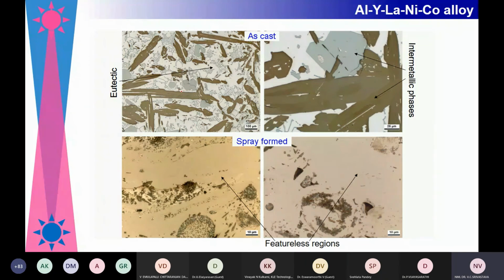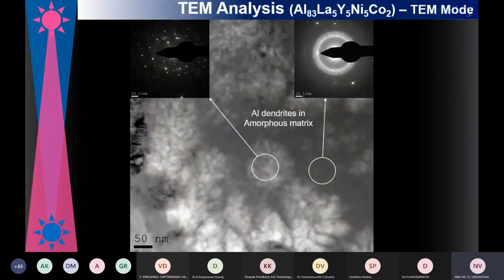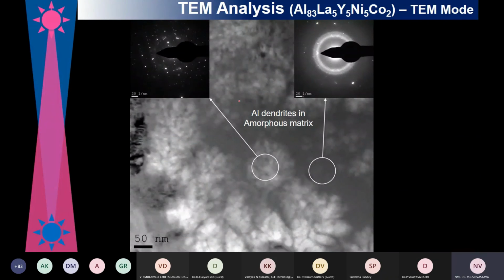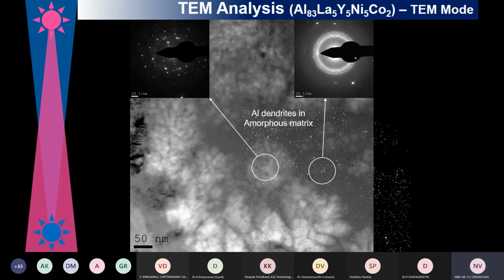Here you can see these are cast materials and spray formed ones. Here you can see these are featureless areas, and featureless means it can be nanocrystalline as well as amorphous phases. And we saw this in TEM: in this area, aluminum becomes nanocrystalline. This was nanocrystalline, and these areas are amorphous. Here we see diffuse rings.